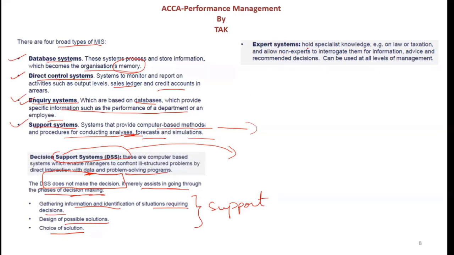Then come expert systems, which hold specialist knowledge, for example on law and taxation, and allow non-experts to interrogate them for information, advice and recommended decisions. They can be used at all levels. Let me give a very good example. Say you go to a bank, and a guy comes to the bank and says, I want a loan of, let's suppose, 10 lakh rupees or dollars, but I don't have a security and can't offer any security. Is there any possibility that I can get the loan?